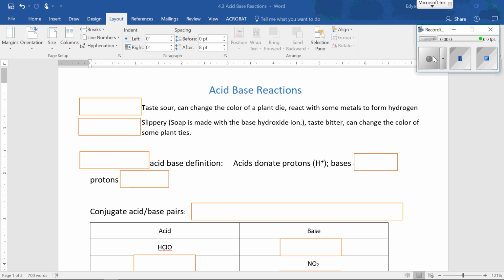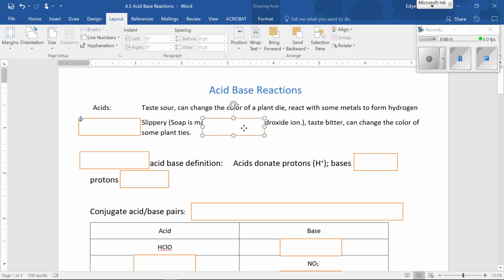Today we're going to learn about acid-base reactions. So you'll learn about acids and bases. Acids tend to taste sour and can change the color of a plant dye. They can react with some metals to form hydrogen.